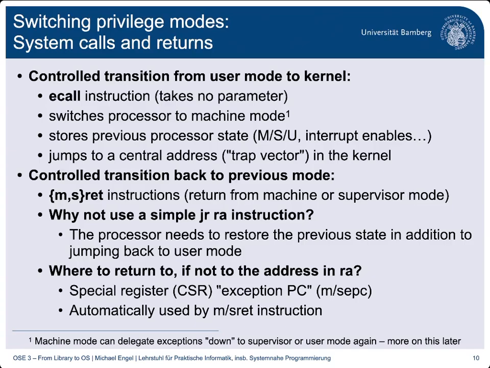And there's a special CSR which contains this so-called exception PC, separately for supervisor and machine mode. This CSR is called MEPC for machine mode and SEPC for supervisor mode. So when an ecall instruction or another trap occurs, we switch, for example, to machine mode, and then the CPU stores the address at which the program was interrupted in our MEPC register, for example. And then there's the MRET instruction which reads the MEPC register, restores the privilege mode to the previous mode, and then jumps to the address given in the MEPC register.